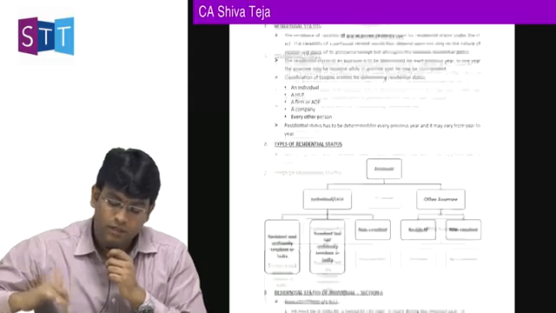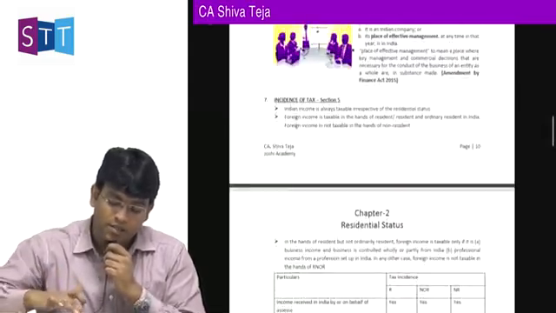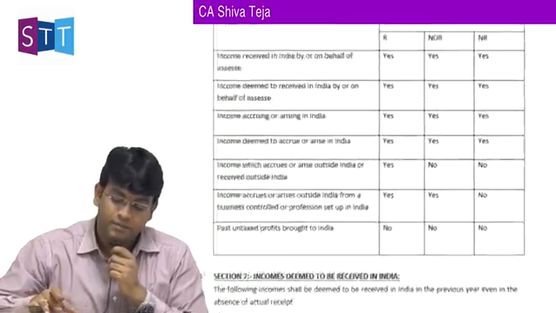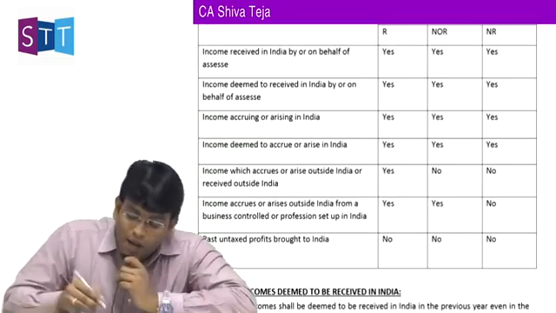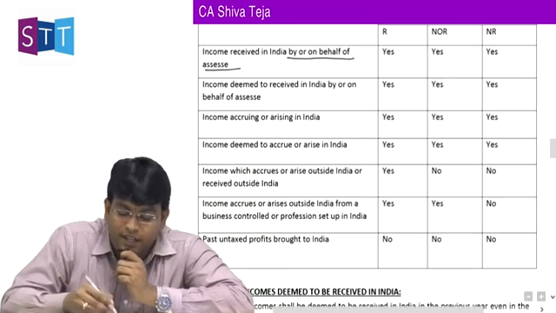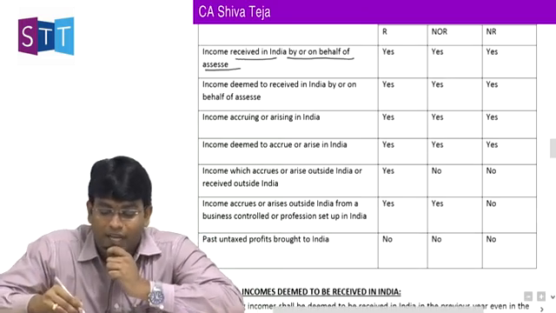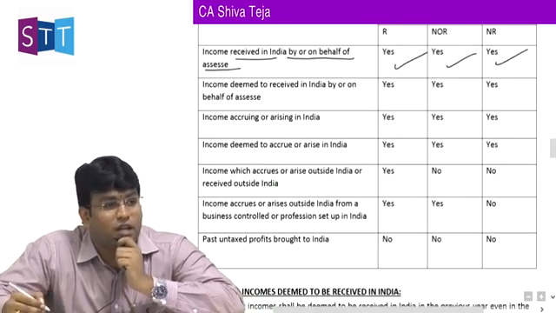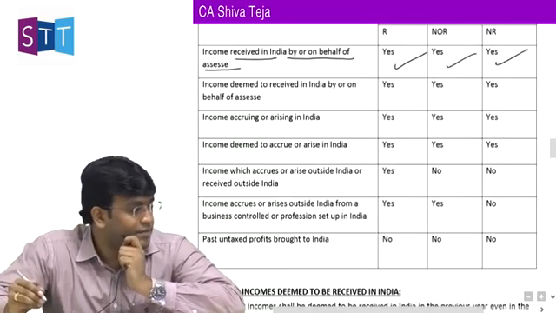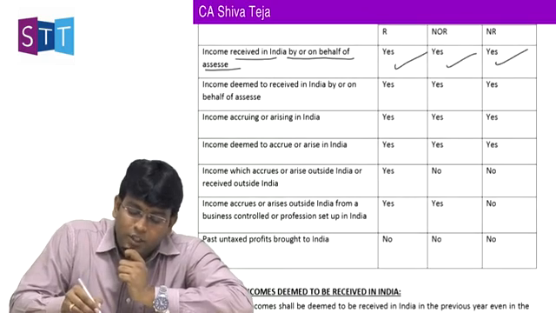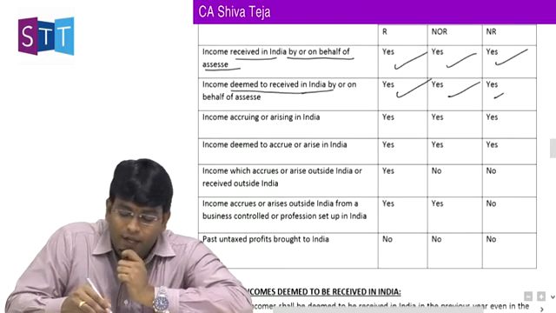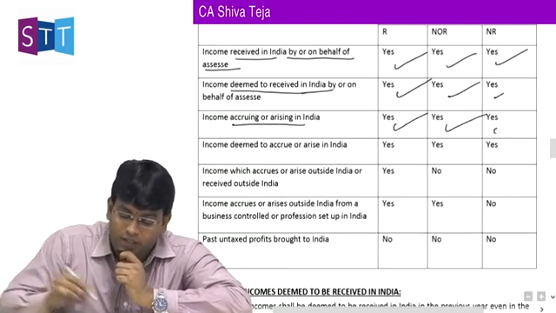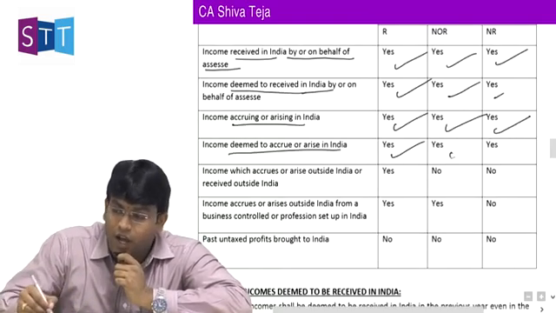Come on. Look at this concept. Income received in India by or on behalf of the assessee. Received in India means what kind of income? Indian income. Taxable for all three. Second one, income deemed to be received in India. Deemed to be received means obviously taxable for all three. Accruing or arising in India, taxable for all three. Deemed to accrue in India, taxable for all three.